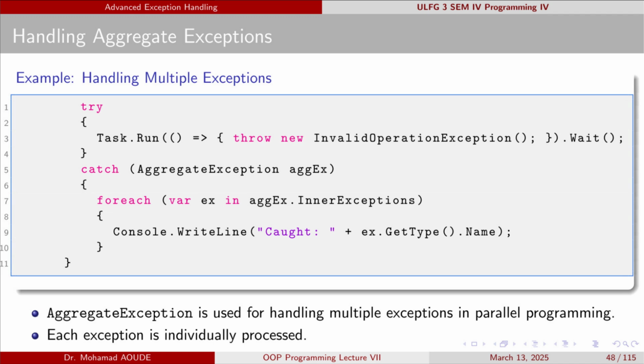In parallel or async code, multiple exceptions may occur. These are wrapped in an AggregateException. The InnerExceptions property lets you iterate through each one individually. Always remember to unwrap and inspect these exceptions carefully.